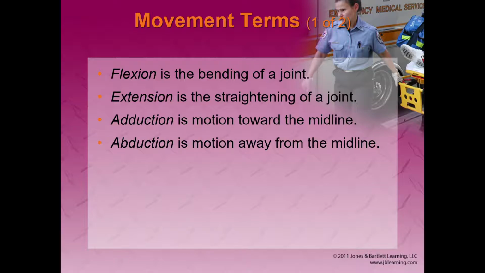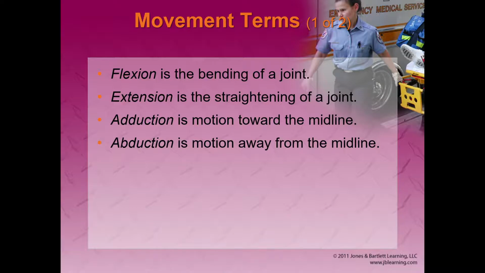Flexion is the bending of a joint. So you take a joint and it has a certain angle to it. Laying flat, your elbow is at 180. If you were to bring that hand up towards your shoulder, you're going to be decreasing the angle of that joint. That's flexion. Extension, if you lay your arm back open, you're going to be increasing that angle over that joint. So that's extension.